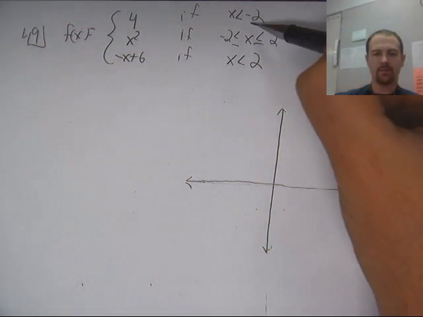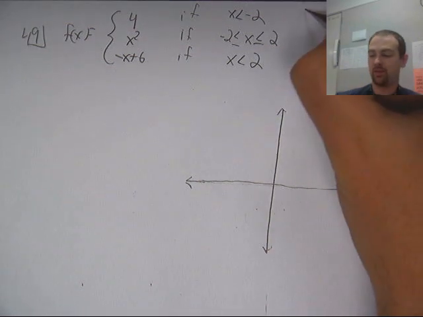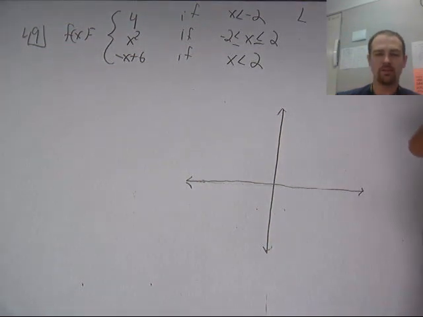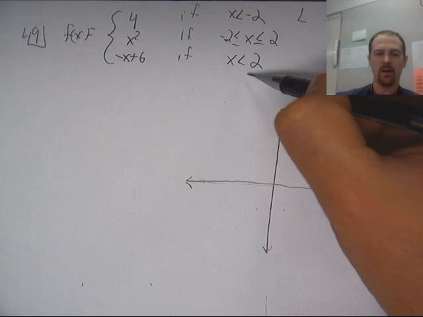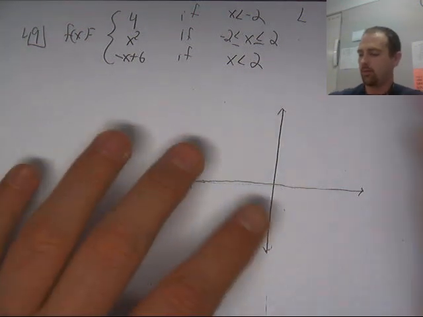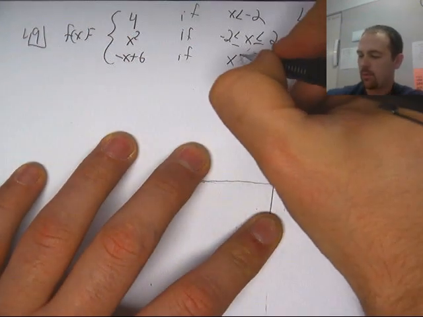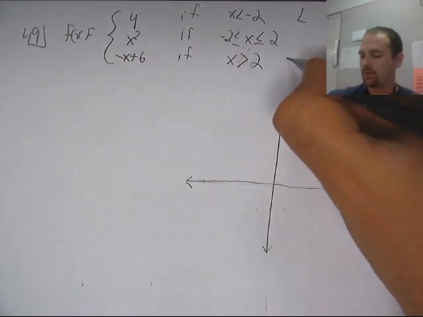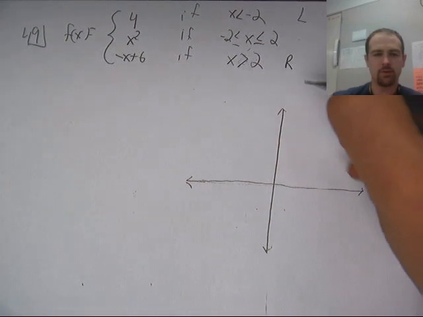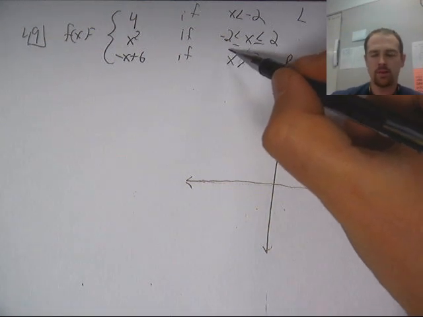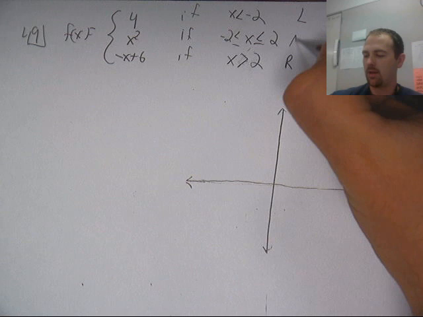Look at these domains. X less than -2. Well, that's just going to be everything on the left of -2. That's my left hand. Look at the bottom domain. X is greater than 2. Sorry, I copied the problem wrong. That's everything to the right of +2. And this one's sandwiched between -2 and 2. That's just going to be a middle one.